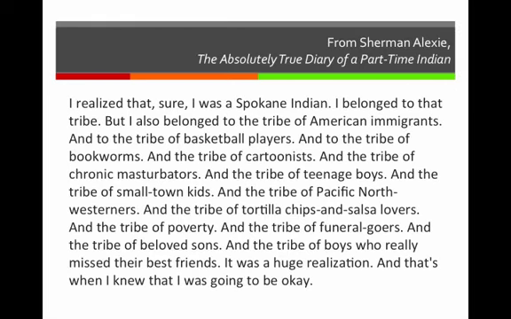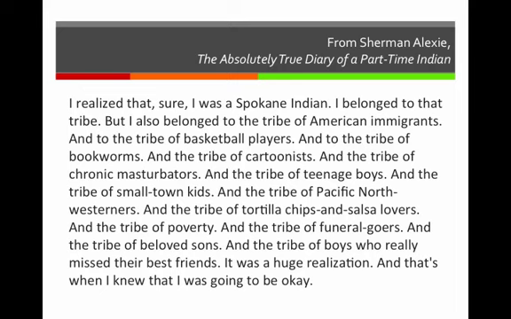Here's a longer passage from Sherman Alexie's controversial, frankly, young adult novel, The Absolutely True Diary of a Part-Time Indian. It shows up on banned book lists frequently in this century. And as you read through this, you might get an idea of why. "I realized that, sure, I was a Spokane Indian. I belonged to that tribe. But I also belonged to the tribe of American immigrants."